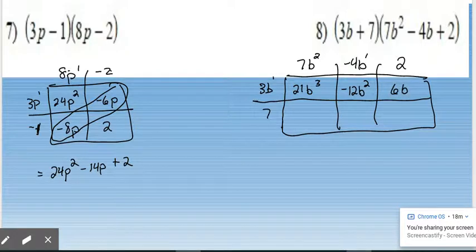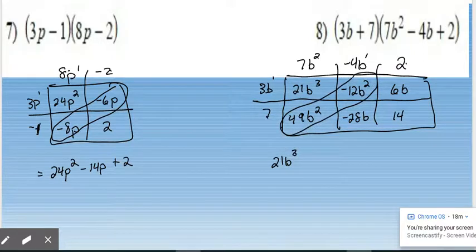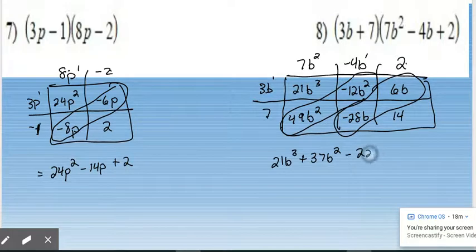Go to the bottom. 7 times 7b squared would be 49b squared. 7 times negative 4b is negative 28b. And 7 times 2 is 14. Then we're going to add up our like terms. So I got 21b to the third. The b squareds are going to get added. So it's going to be positive 37b squared. The b's are going to get added. That's going to be negative 22b and plus 14.